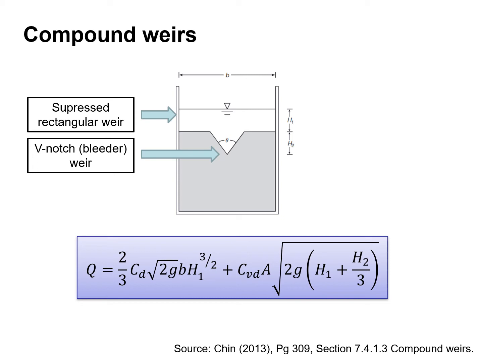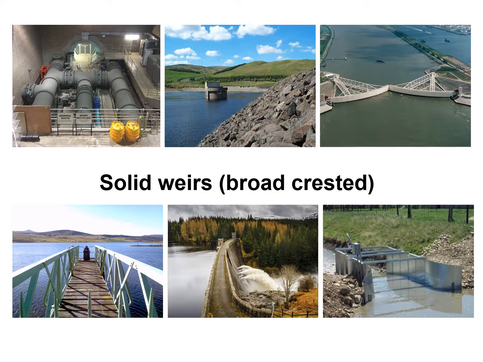If you want to read more on this subject, look at Chin's book, page 309, section 7.4.13. So we're now going to look at solid weirs, and the first one we're going to look at is a broad-crested weir. What I'm going to do now is show you a short video of the fluids lab and show you one in the Gunt flume.